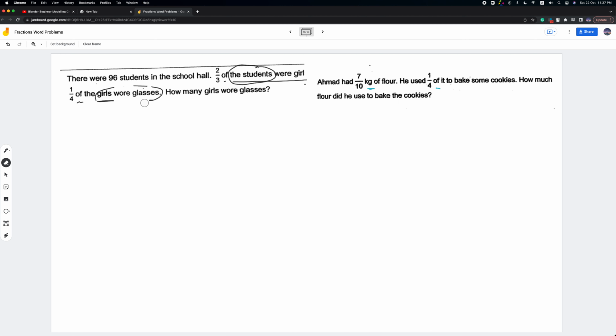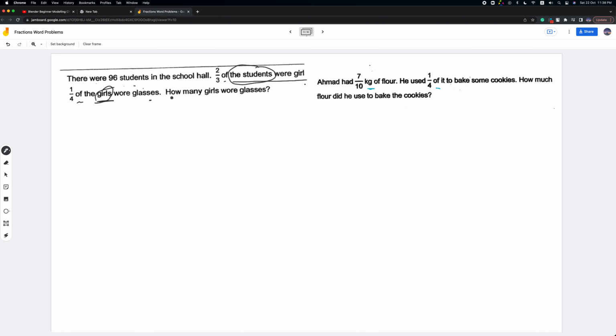Okay, 1/4 of the girls. So here's 1/4 of the students. This is 1/4 of the girls. Now, once you see this, you know you cannot add or subtract directly. For example, a lot of students will do this. Oh, since 1/4 wore glasses, for this case, it's quite simple.